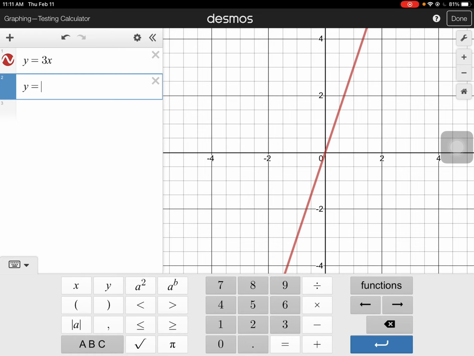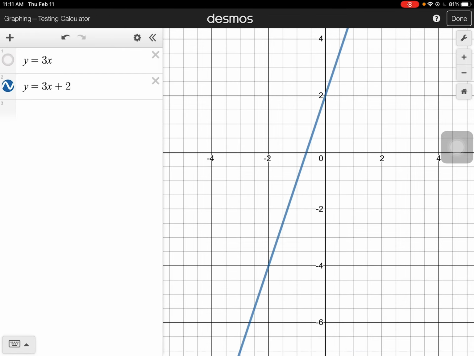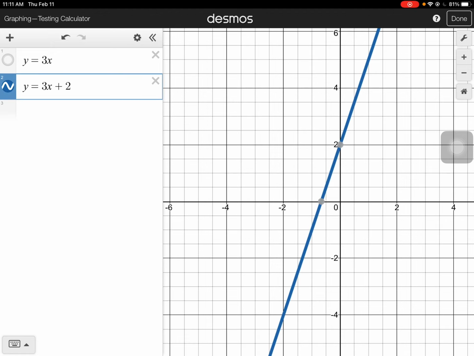Whereas if I have y equals 3x plus 2, for example, that's not direct variation, and here's why. It does not go through the point 0, 0. 0, 0 is down here, and it does not go through that. So this blue equation is not direct variation.